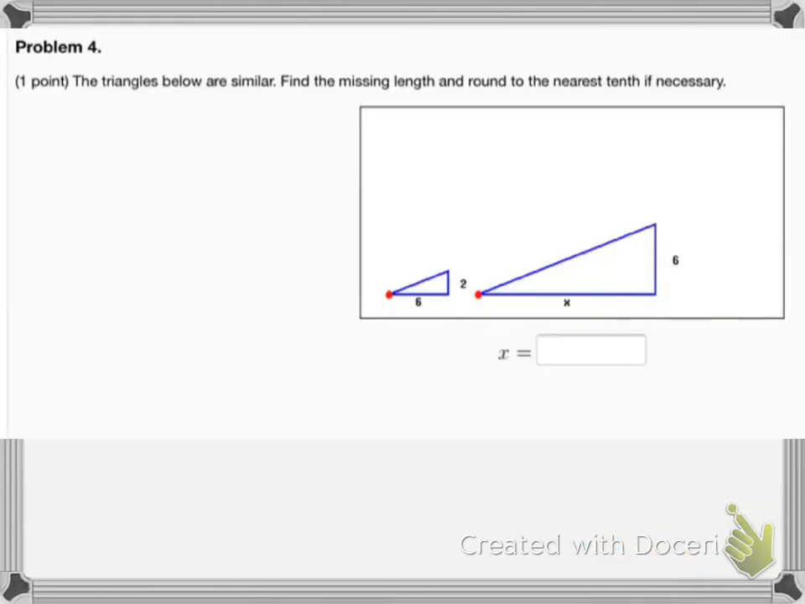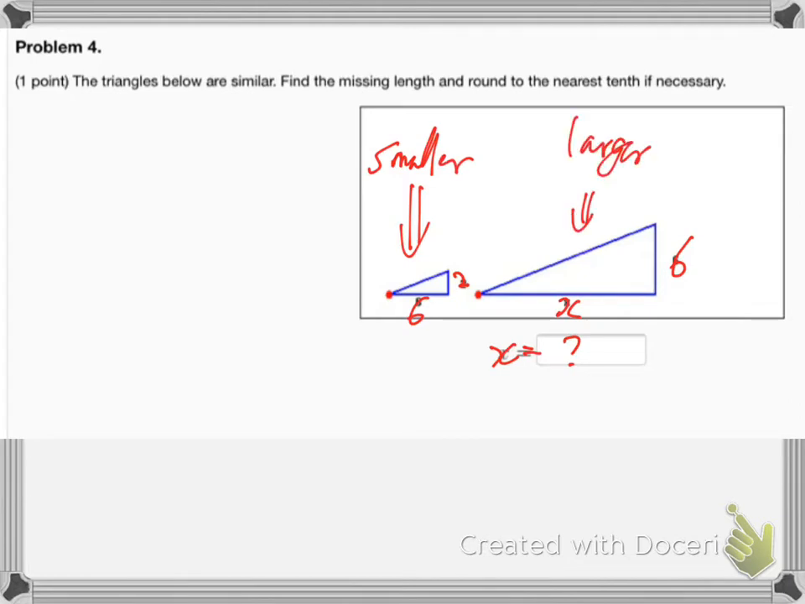Let's label these sides again, it's not very clear. Here is 6, here is x, here is 2, here is 6. We want to find the x. Again, we have a larger triangle and a smaller triangle. Now we cannot use the hypotenuse. We have to use the right side and bottom side to make the proportion, right side over bottom side for the bigger and smaller triangle.